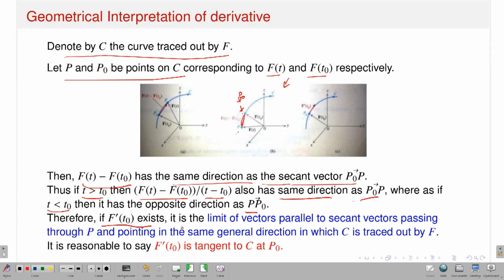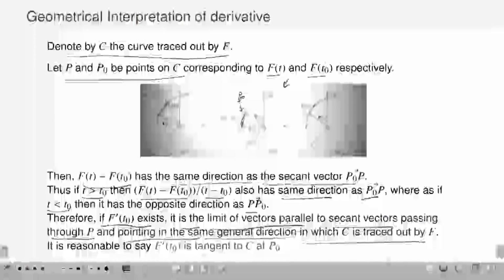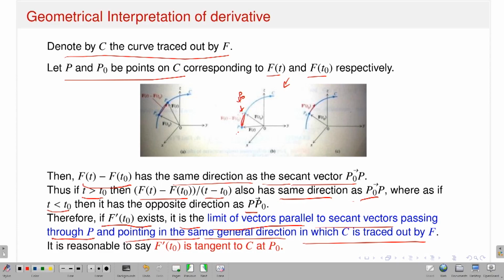If f prime t naught exists, it is the limit of vectors parallel to the secant vectors passing through p and pointing in the same general direction in which C is traced out by f. And it is reasonable to say so. Therefore, what does that mean?